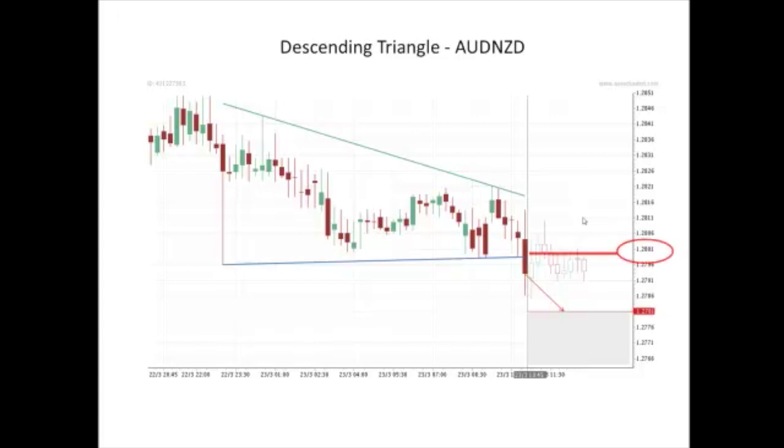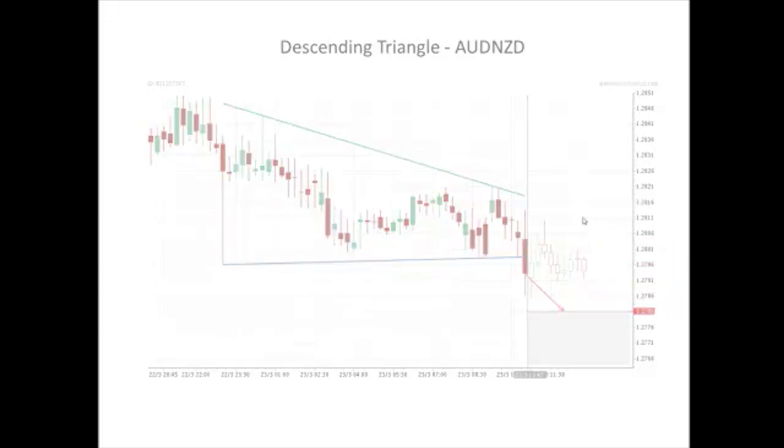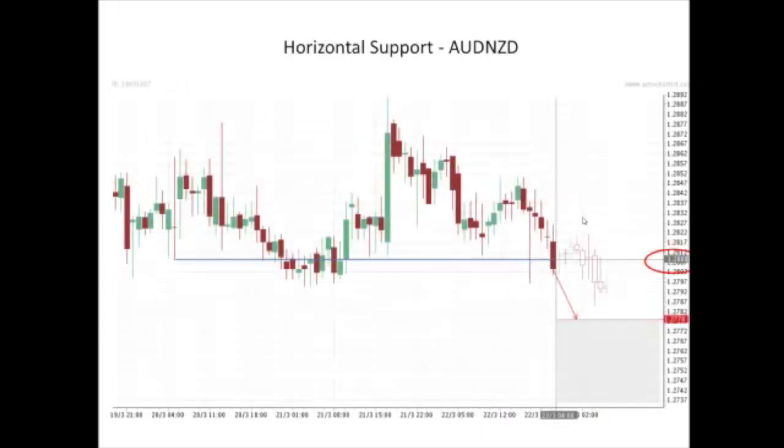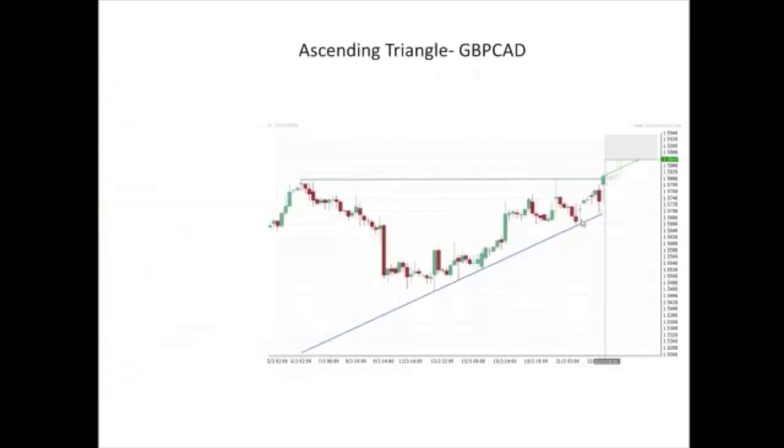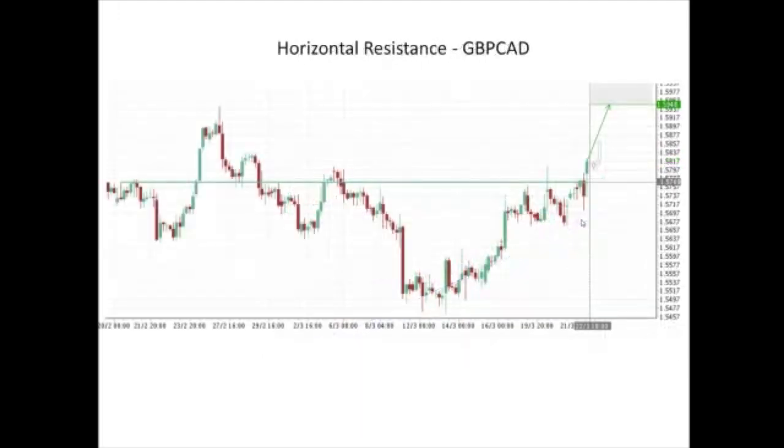Its support level is relatively close to a much larger horizontal support level that confirms it, and an even larger scale support level. So you have confirmation on various time frames by different pattern types. Here's another great example where you find an ascending triangle that is confirmed by a greater resistance level on the GBP CAD currency pair.